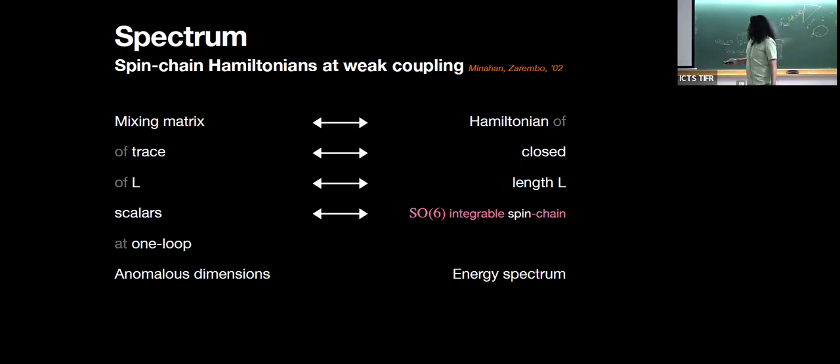And when you have this mapping, what happens is that the energy spectrum of this Hamiltonian then actually just gives you the spectrum of anomalous dimensions of these single trace operators. So at one loop, this is what Minahan and Zarembo observed. Turns out that not this exact mapping, but integrability techniques can be used even non-perturbatively. And starting with this, I'll just try to explain briefly how that works.